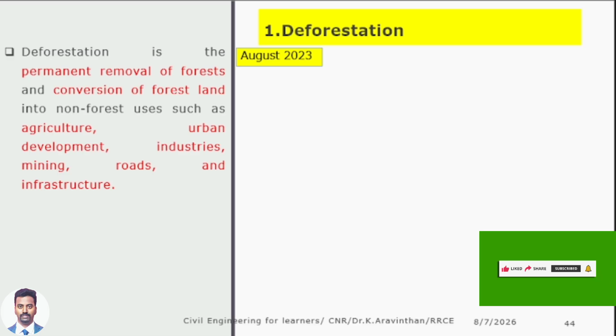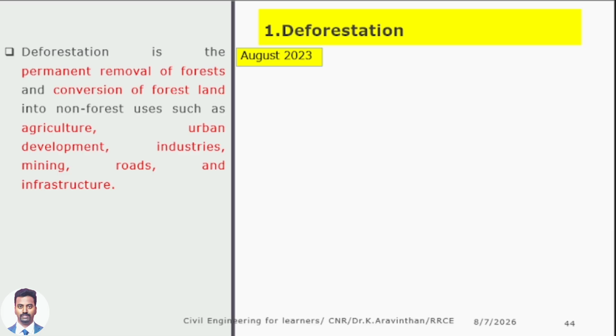Next thing is urban development. The second thing is urban development. What do you mean by urban development? Construction of houses. So this is the second thing. Next one, mining, roads and infrastructure.